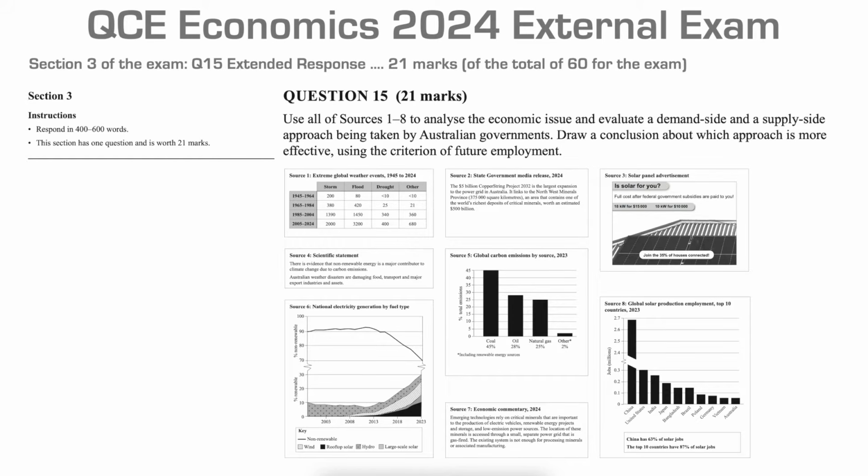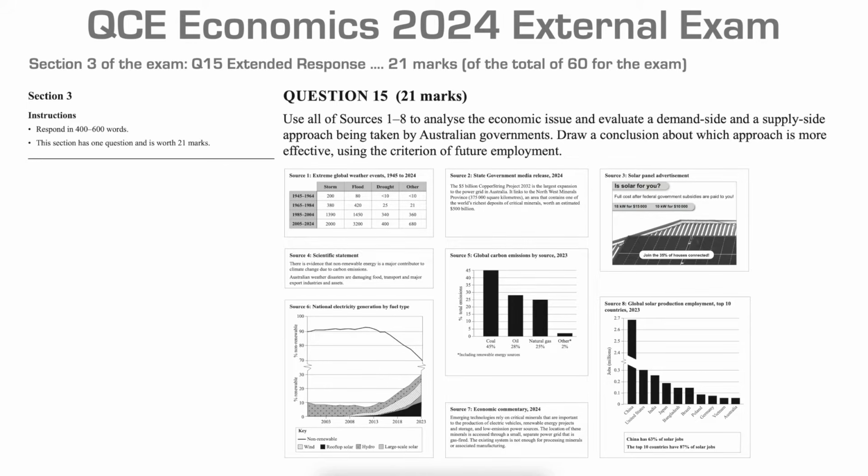I'm going to break down the final question of the 2024 external exam for economics in Queensland. Extended response, 21 marks of the 60 for the exam, 400 to 600 word response. I actually quite like this question. I think it's really well written and very clear in what it asks you to do, and I think it doesn't overwhelm you with data. So let's get into it.